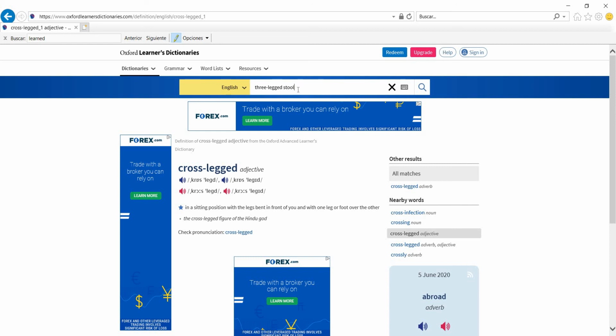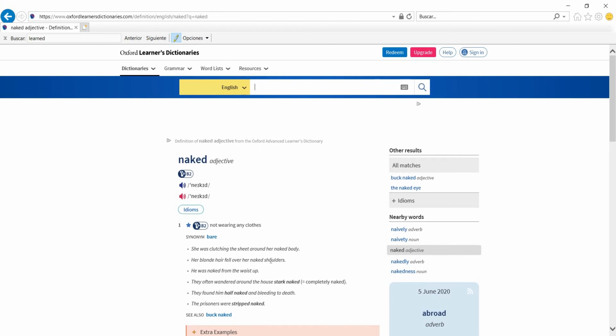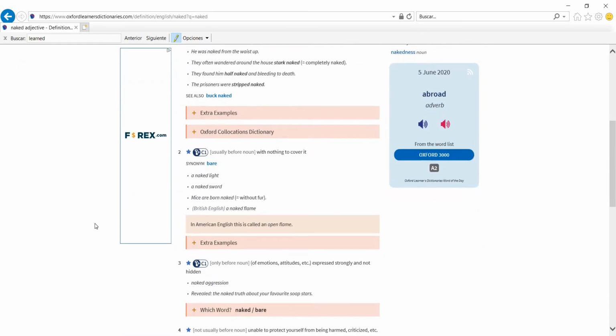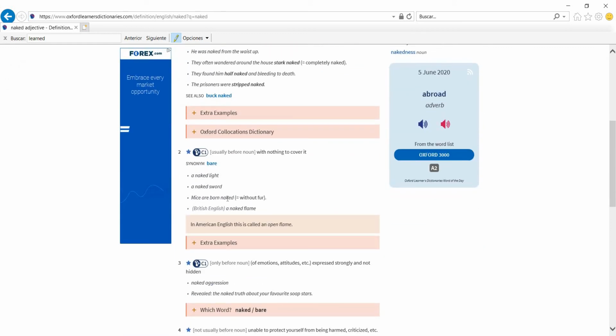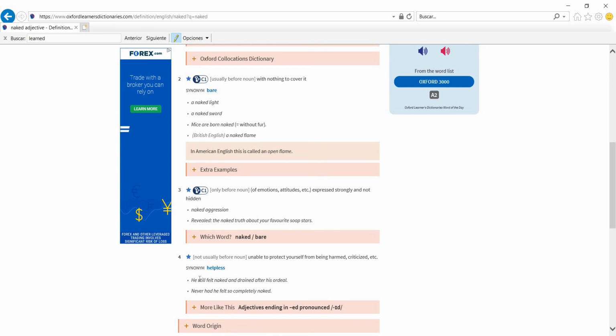All right, the next ones will be the ones that only take ed, like naked, right? Naked, which can be used with many senses, right? Naked as bare, naked shoulders, stark naked, stripped naked, half naked, but also naked light, naked sword, bone naked, but this without anything to cover you, right? Naked aggression, so very direct, right? Reveal the naked truth, right? There was another collocation. Yes. Feel naked and drained after the ordeal, so helpless, right?